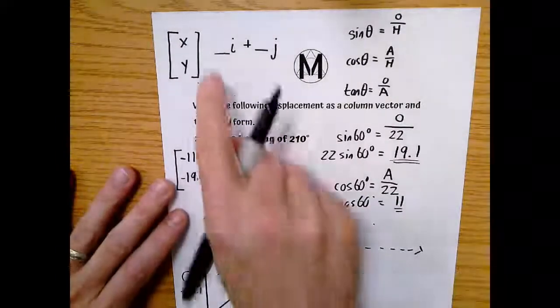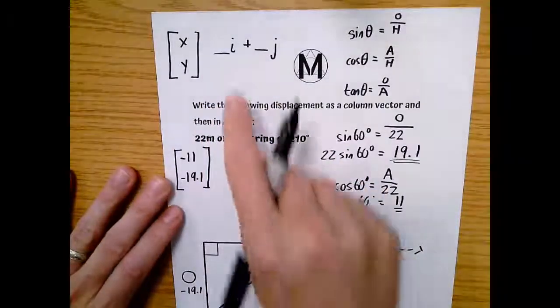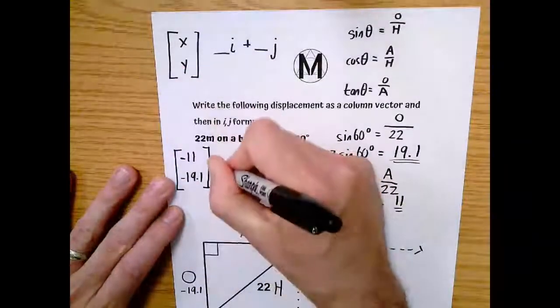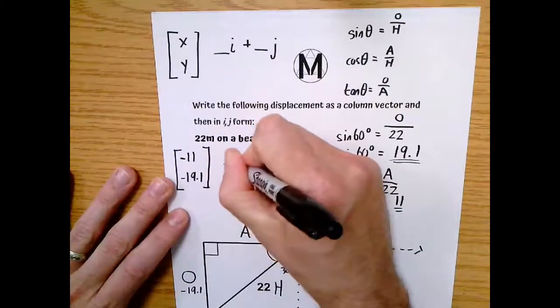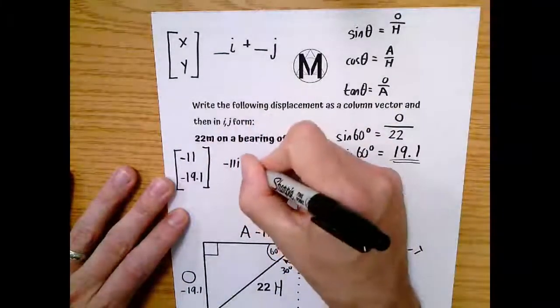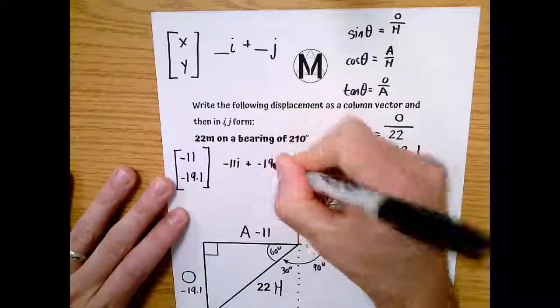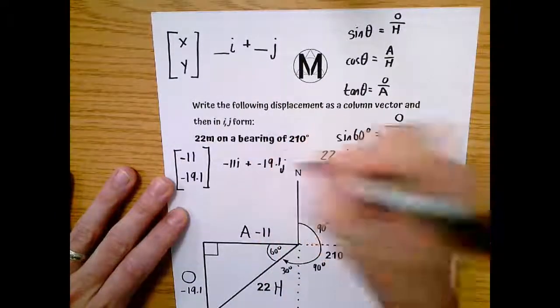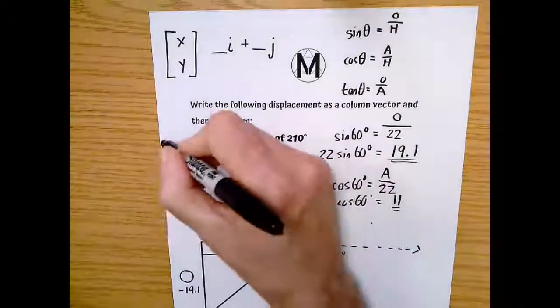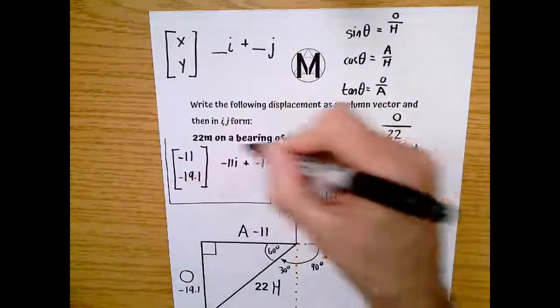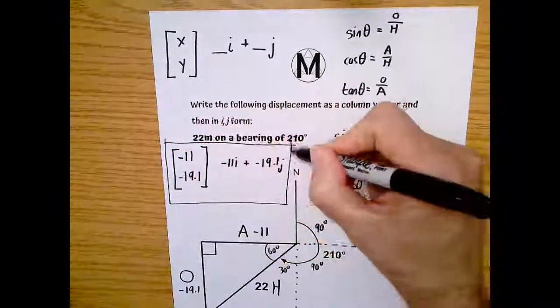And then we just have to put it in ij form. So my i value is negative 11 because that's the x. So I have negative 11i plus negative 19.1j. And voila, that's it. That is what the question asked us to do, and we did it, and we did it well.